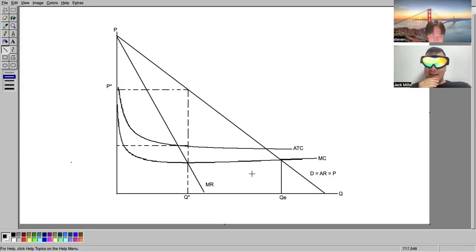Go to QE and then drag the line all the way up to ATC. What is the average total cost of that quantity? It's that amount. Okay, good. Now from that line, you go straight across, straight to the left. This is the break even point, right?